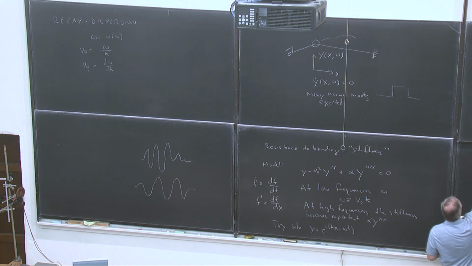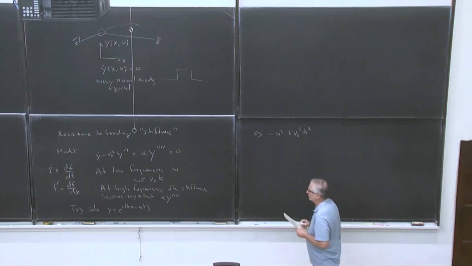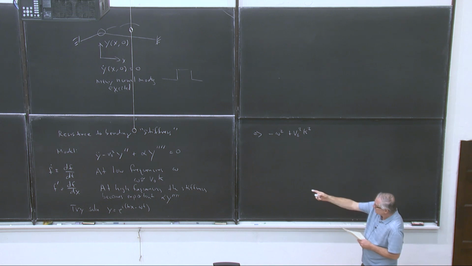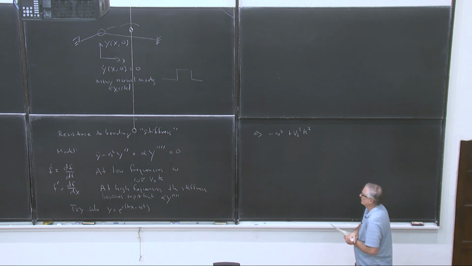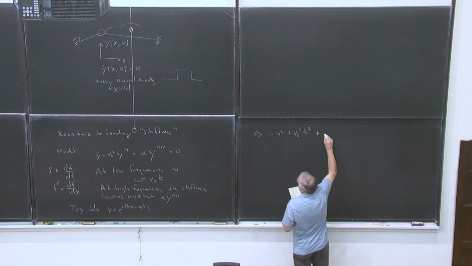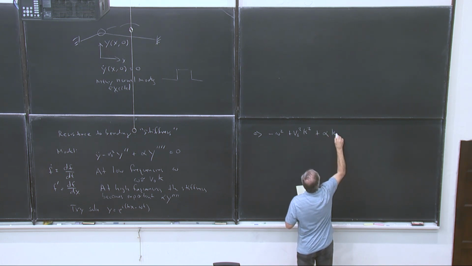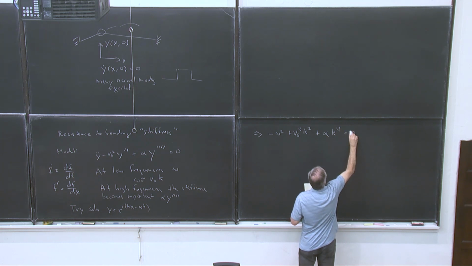If I do that, then the first term gives me a minus omega squared. The second term will give you a minus v naught squared times k squared, bringing down 2 powers of k. The last term is going to bring down 4 powers of i times k. i to the fourth is equal to 1, and I get k to the fourth, so it's going to be plus alpha k to the fourth is equal to 0.